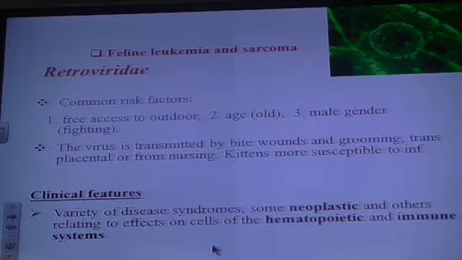the virus, like FIV, is transmitted by bite wounds. Now, what's different from FIV is that transmission through the placenta is not that common in FIV compared to FELV. So there is a transplacental or nursing transmission of FELV. In the case of FIV, this is uncommon. And obviously, kittens are more susceptible to infections compared to older animals.